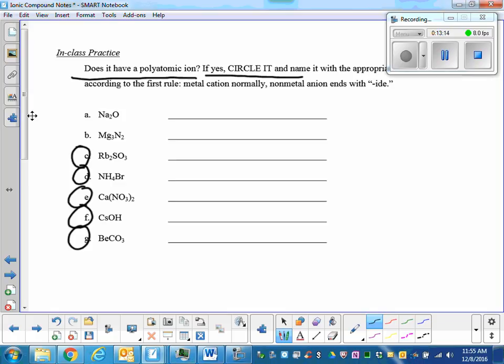Okay. So, Kelly, how do we name the first one? Wait, it's Na. Sodium. And what will it end as? Oxide. Very good. What is the second one? Magnesium. What will it end in? Nitride.